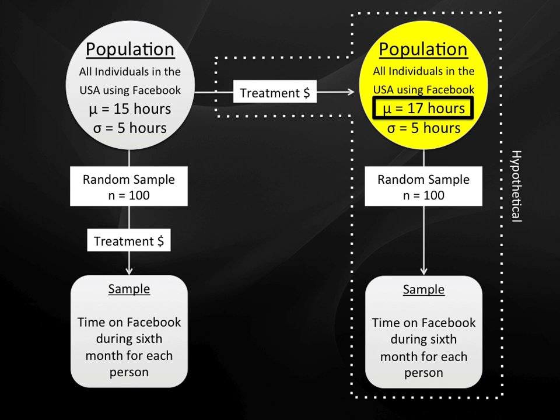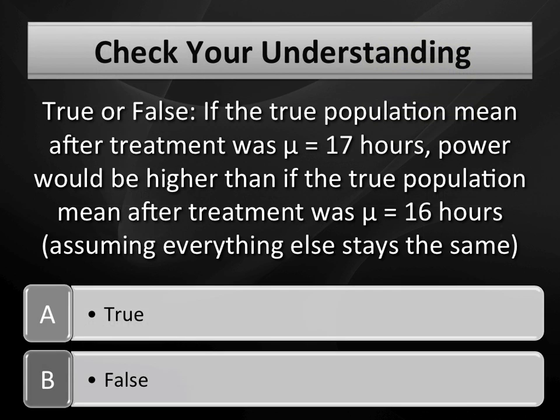Now, before we actually calculate it, I want you to answer this, true or false. If the true population mean after treatment was 17 hours, power would be higher than if the true population mean after treatment was 16 hours, assuming everything else stays the same. So if we double the size of the effect in the population that we're trying to figure out power for, should power go up or should it go down? So true, it should be higher. False, it shouldn't be.